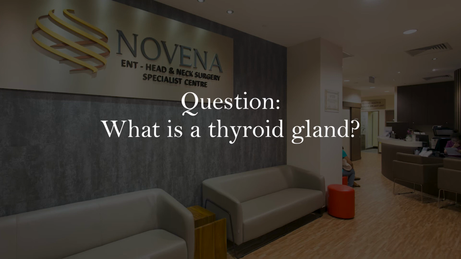The thyroid gland is a butterfly-shaped structure that lies in the lower midline of the neck. It is located below the thyroid cartilage, also known as the Adam's apple, and it moves with swallowing. So therefore, any nodule or growth that is in the thyroid gland will also move with swallowing.